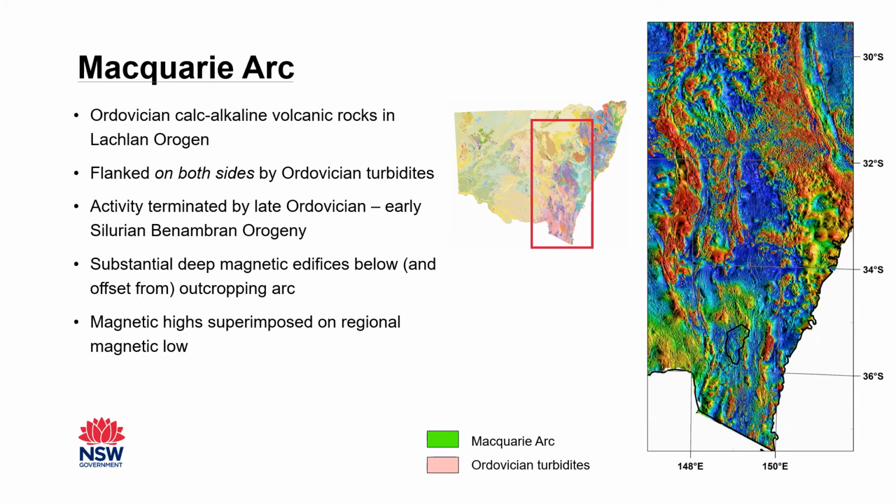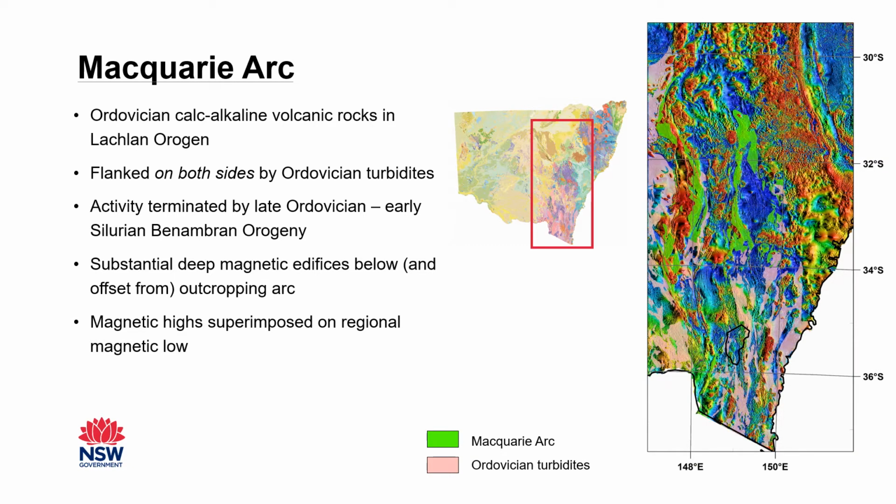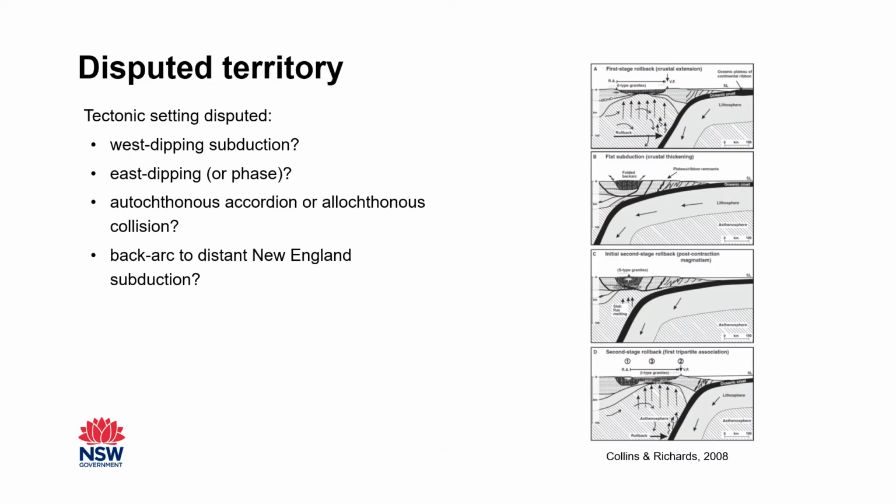In the aeromagnetic image, strong magnetic highs in red mark the volcanic arc, and these are sourced from deep magnetic edifices in the upper crust, partly matching and partly offset from the outcropping arc. These magnetic highs, however, are superimposed on a broad regional magnetic low, seen as the wide blue areas extending beyond the arc. There are a range of proposals for the tectonic setting.